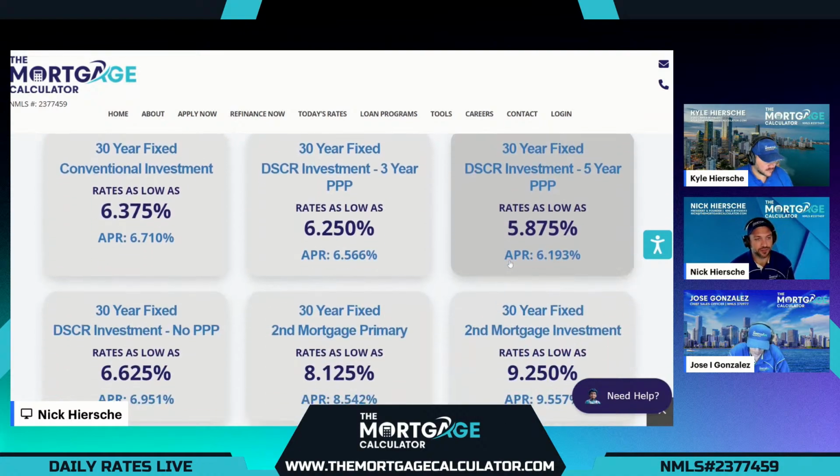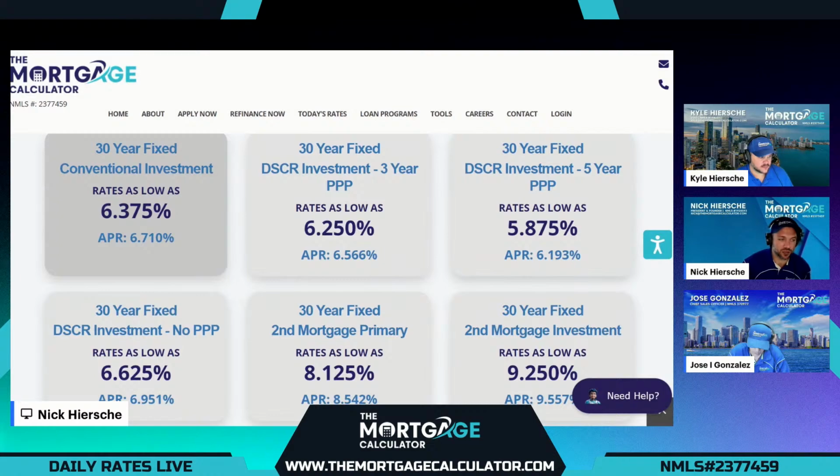So great option. And we do have an option with no prepayment penalty. That comes in today at 6.625. Final APR, 6.951, which is typically a little more expensive than conventional, but still, I would say 100% of investors would prefer a DSCR loan when it is very comparable cost to conventional there.